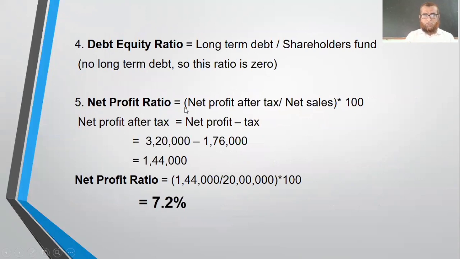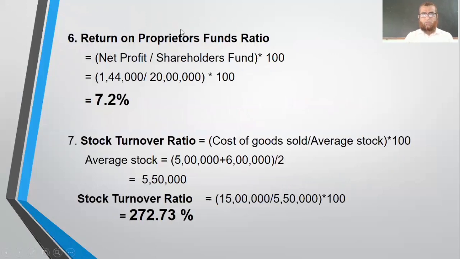Net profit ratio. Net profit after tax divided by sales into 100. This is the formula. Net profit after tax is equal to net profit 3,20,000 minus tax, that is provision for tax 1,76,000. Net profit after tax is 1,44,000. So net profit ratio is equal to 1,44,000, that is net profit after tax, divided by sales or net sales 20 lakh into 100. Answer is 7.2%.